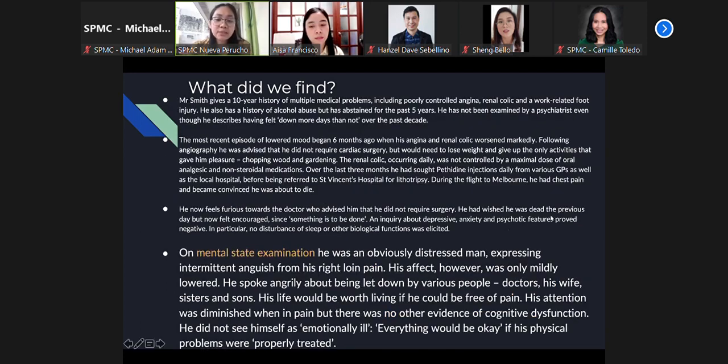Then on mental status, so this is the statement of the mental status examination. So this is the findings of the psychiatrist to assess. So of note, he mentioned here the insight of the patient towards his illness. So he did not see himself as emotionally ill and everything would be okay if his physical problems were properly treated. So that's one way of how we juxtapose the medical and the psychiatric symptoms of the patient.